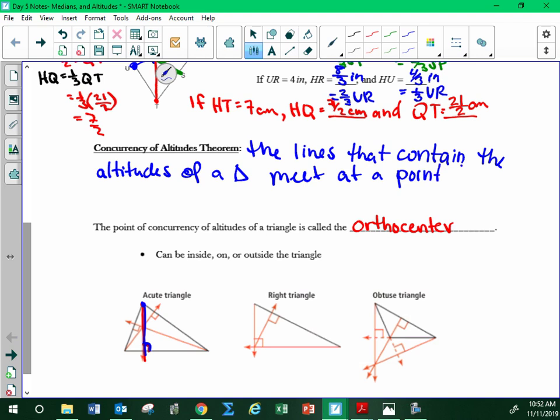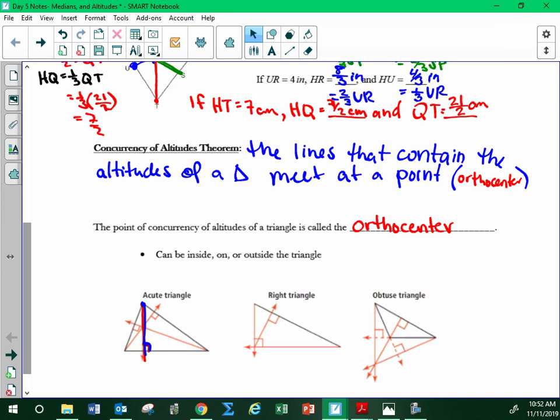And what do we call that point again? The orthocenter. And that is the end of the theorem. Sorry, you made me leave so few words, we're not going to use this. The lines that contain the altitudes of a triangle meet at a point.